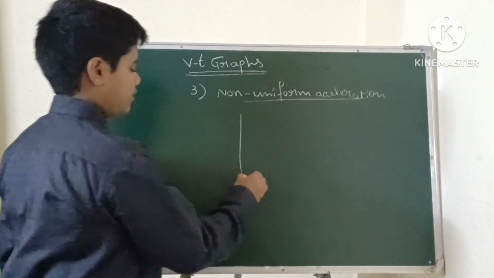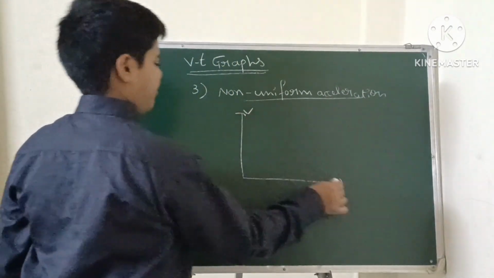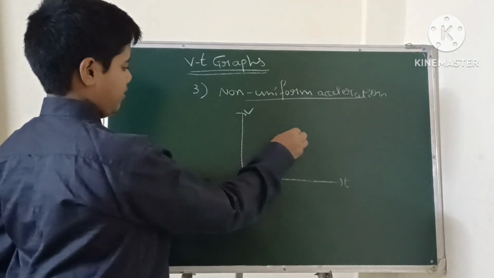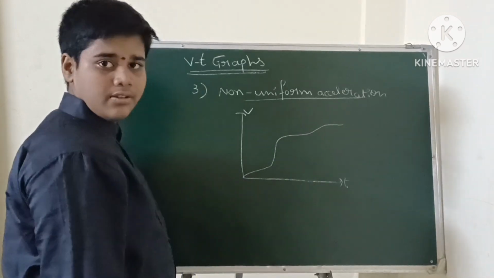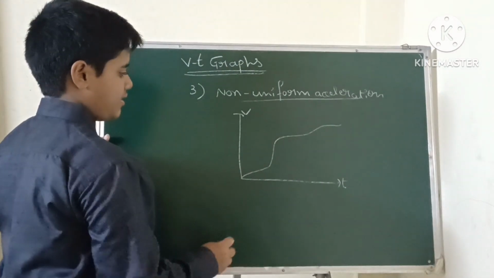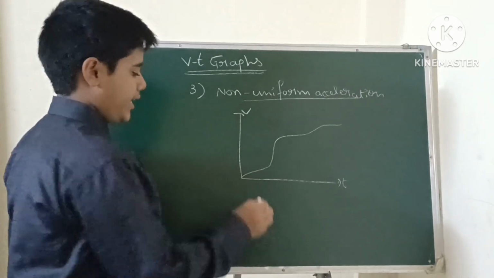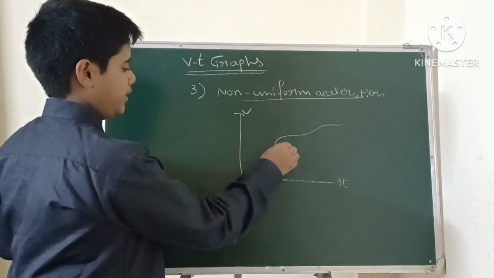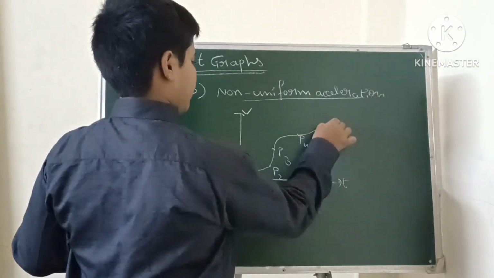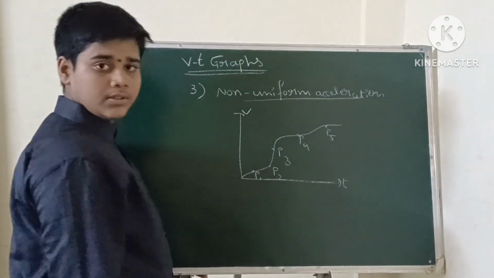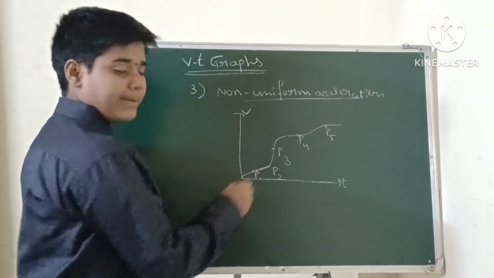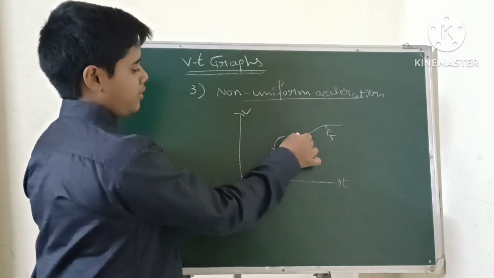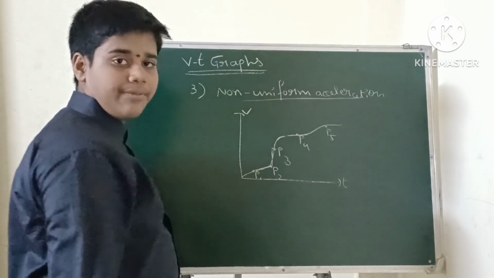Here, if I take a VT graph, non-uniform is nothing but like this. I can take a curve or lines like this. Okay. So this is a non-uniform acceleration, which means the slope will vary. Here I am taking P1, P2, P3, P4 and P5. The slope of P1 and P2 is not the same as P2 and P3, and is not the same as P3 and P4, and it is also not the same as P4 and P5.